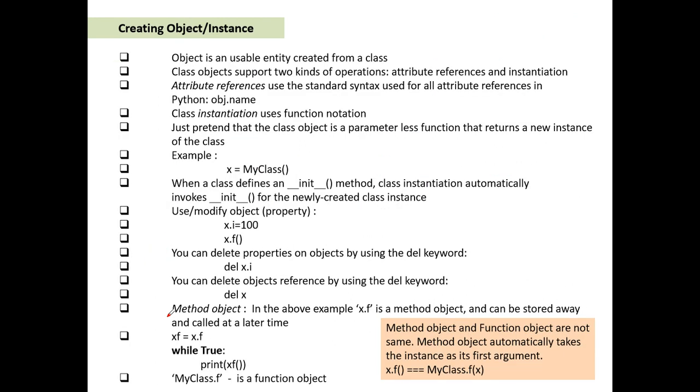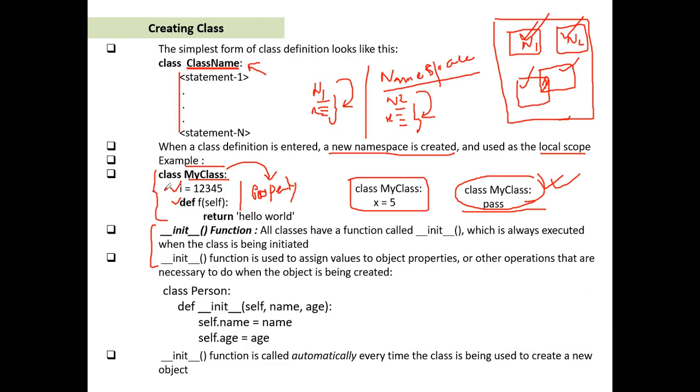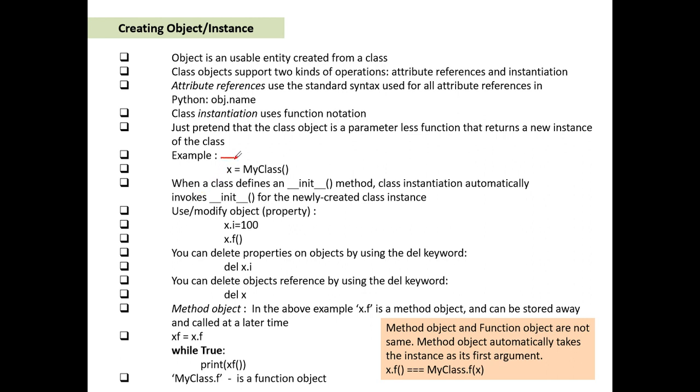Creating an object. See this. How to create the object? This is your my class. Now, how to create an object from this class? In order to use these methods or variables, in order to use this class, we need to create an object. So this is the way to create an object from a class in Python.